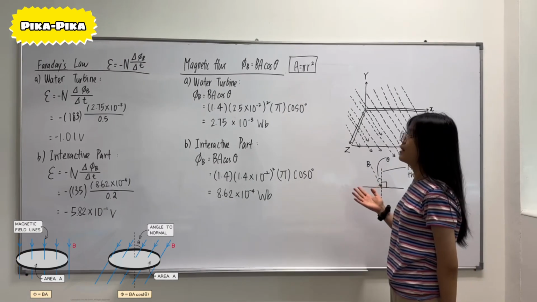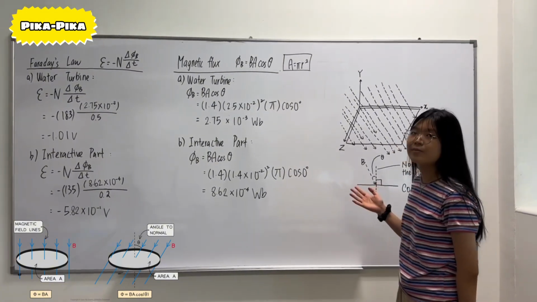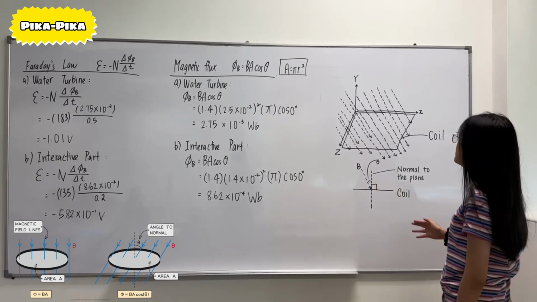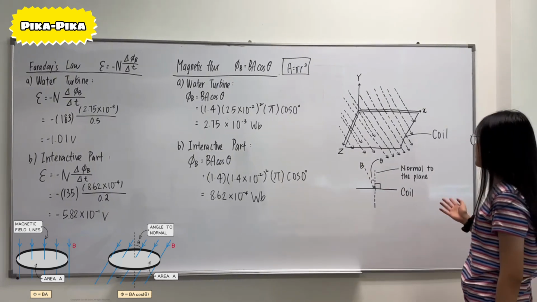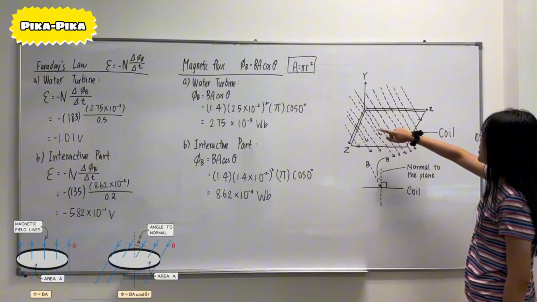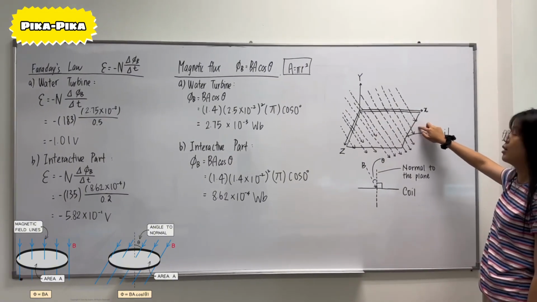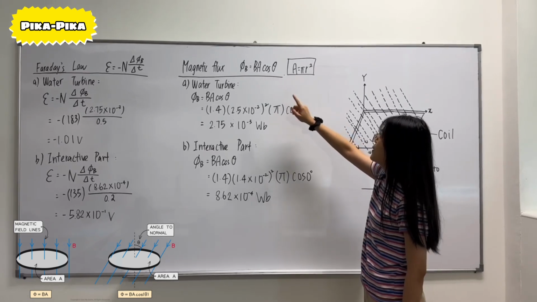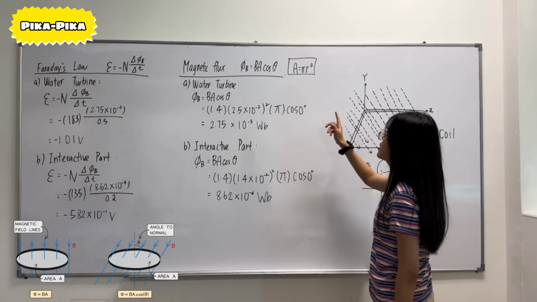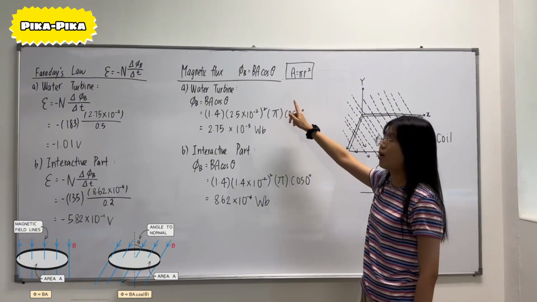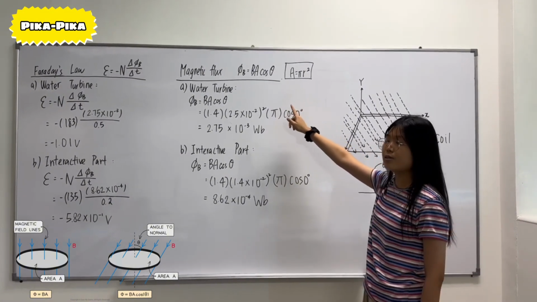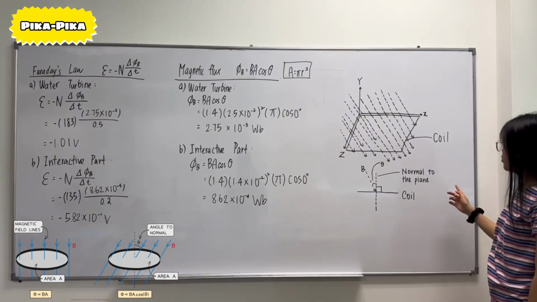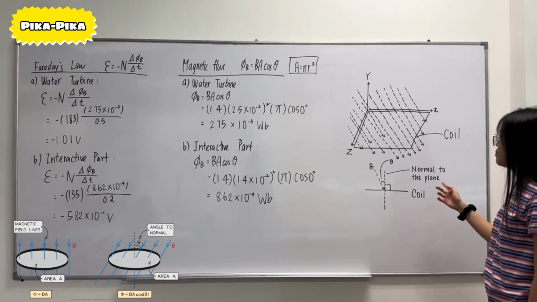Now I will explain the calculation part for the magnetic flux. I will use this formula. Magnetic flux is the amount of magnetic field enclosed by an area. This is the amount of magnetic field, and this is the cross-sectional area. We use this formula: magnetic flux equals B times A times cos theta. B is the amount of magnetic field, A is the cross-sectional area, and theta is the angle between the normal of the coil and the magnetic field.